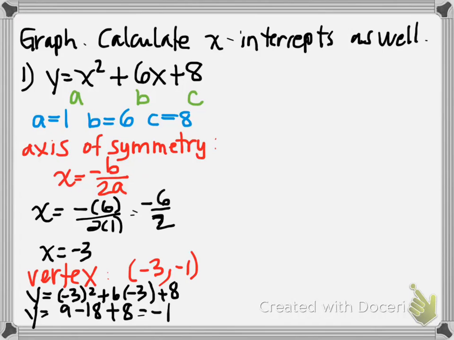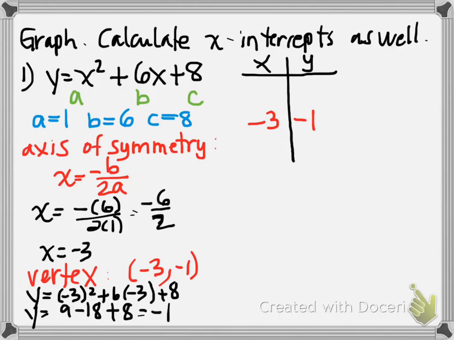Now I'm going to take that vertex and put it in the center of what I call a t-chart. And a t-chart is basically a way to organize the ordered pairs you're going to find. So we're going to select x's, and then we'll calculate the corresponding y's.